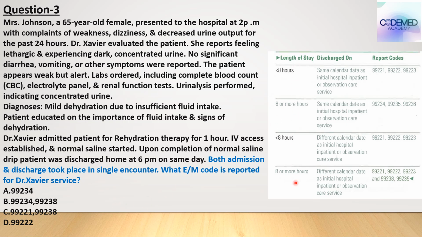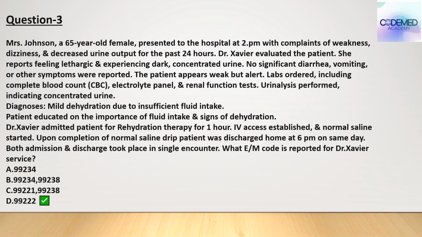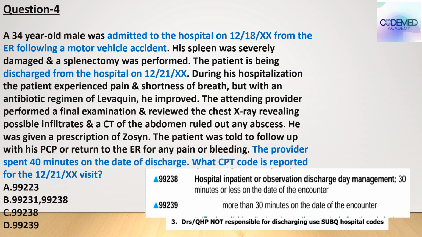Because we have the table here. So it is less than 8 hours and same calendar date. So can I write the admission and discharge code? No, we will have to take care of this code. So we are going to take care of this code and let us see what our answer is now. So our answer is D, 99222. That is the code which we are going to see. And if you see the number of tests and the overall situation, it is the correct code because it is a moderate MDM, and we will zero in on that code. Let us take the next question.